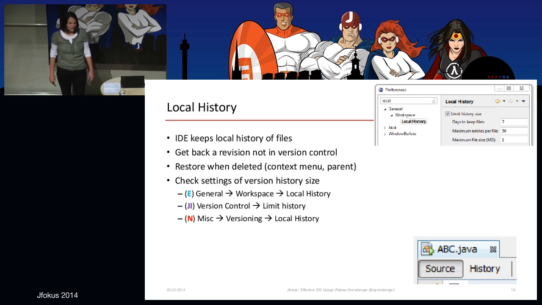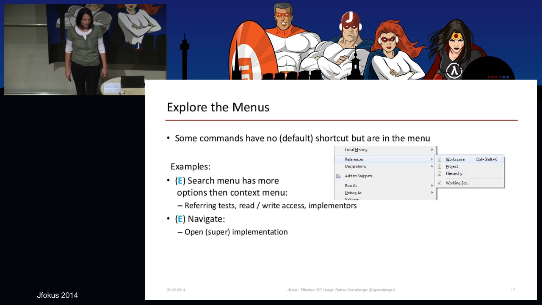So if you deleted a file accidentally, you can get it back by just triggering the context menu on the parent folder, and then you can restore the file from your local history.